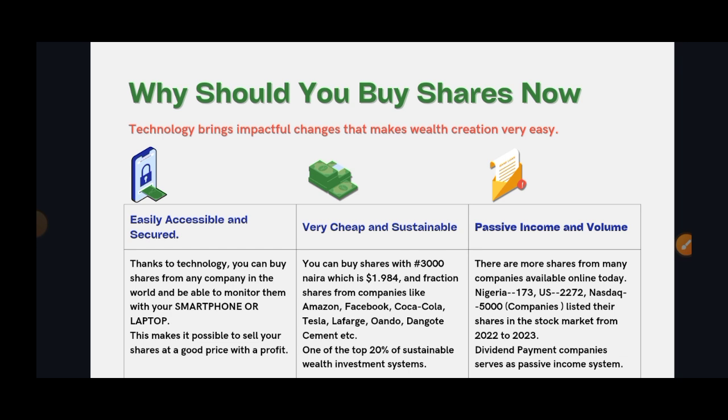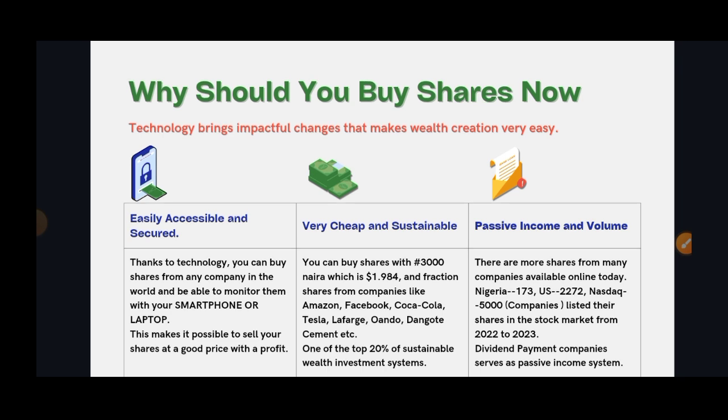Secondly, it is very cheap and sustainable. You can buy shares with as low as 3,000 naira, sometimes even 2,000 naira, depending on the company. That, in dollars, is just $1.984. And you can also buy fractional shares from companies like Amazon, Facebook, Coca-Cola, Tesla, Lafarge, Wando, Dangote Cement, name them. It's plenty. And actually right now, they are still very cheap in the market. And it's also one of the top 20% of sustainable wealth investment systems.